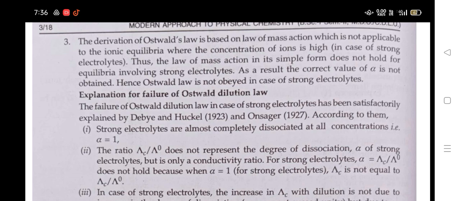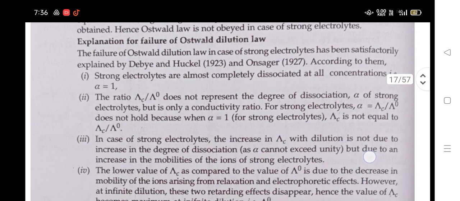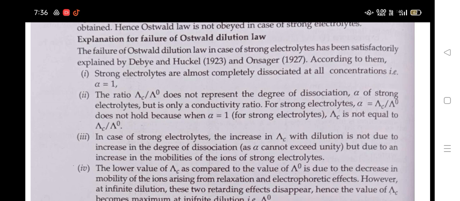Explanation for failure of Ostwald dilution law. The failure of Ostwald dilution law in the case of strong electrolytes has been satisfactorily explained by Debye, Huckel and Onsager. According to them, first, strong electrolytes are almost completely dissociated at all concentrations, that is alpha = 1. Second, the ratio lambda C by lambda naught does not represent the degree of dissociation alpha of strong electrolytes, but it is only a conductivity ratio. For strong electrolytes, alpha = lambda C by lambda naught does not hold because when alpha = 1 for a strong electrolyte, lambda C is not equal to lambda naught.